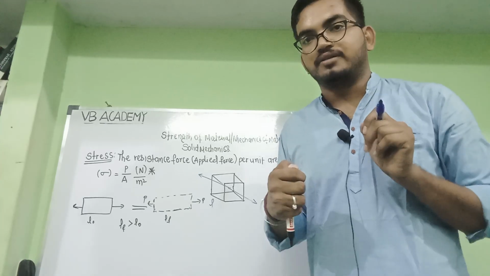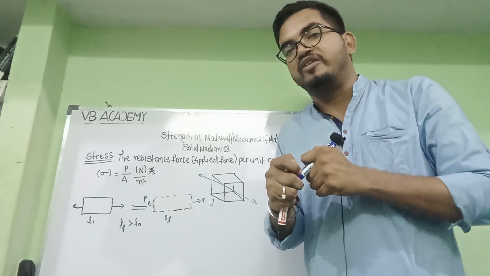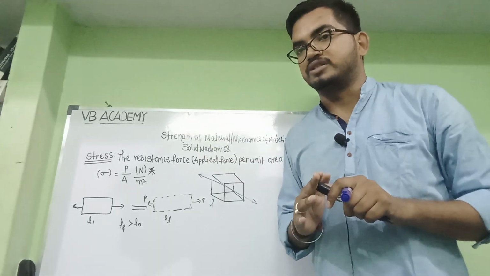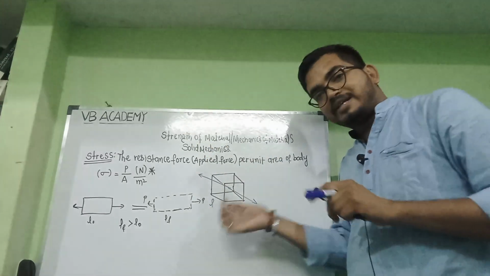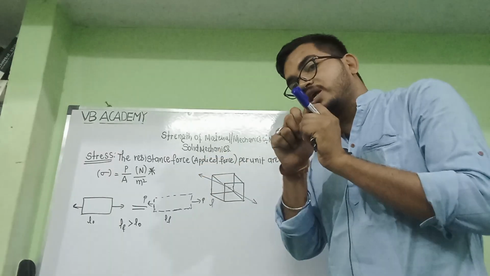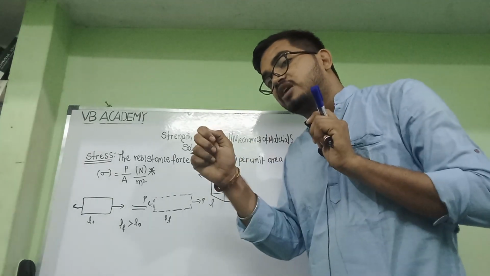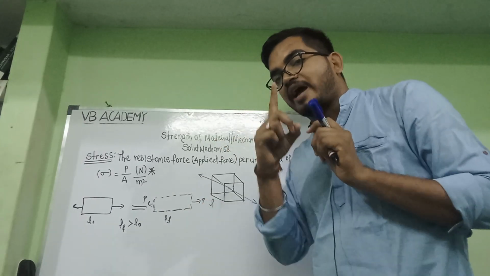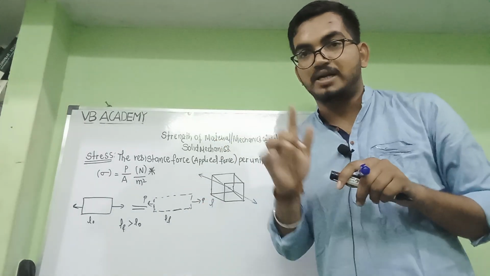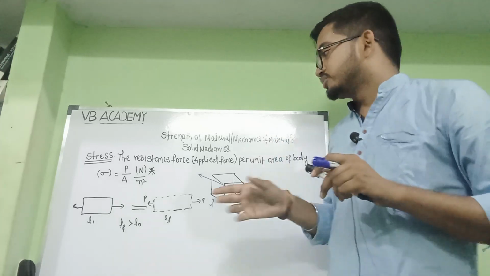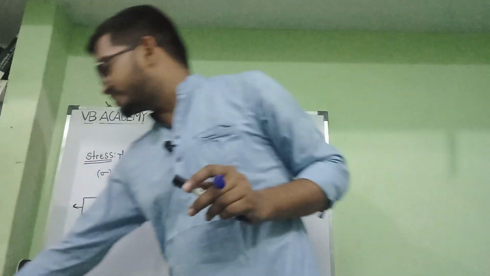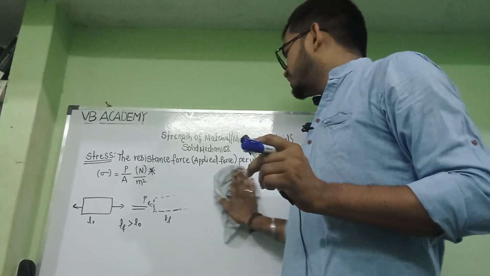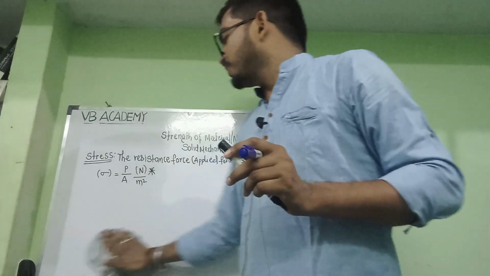That is also a strain. That's why we define strain as change in dimension to the original dimension. Whenever you are applying a pulling force along the direction of length, the length will increase and both other two dimensions, breadth and height, will decrease. Clear? So how to define the strain? Strain is the change in dimension to the original dimension.